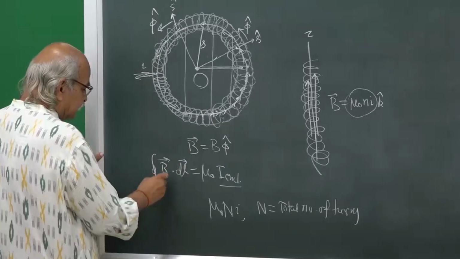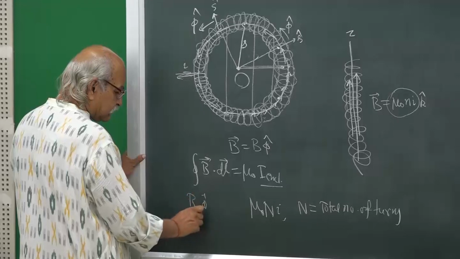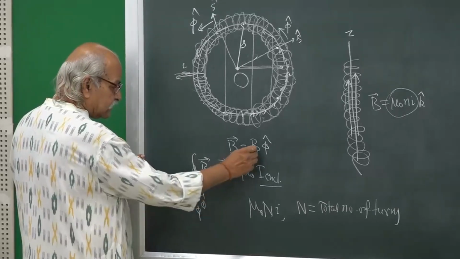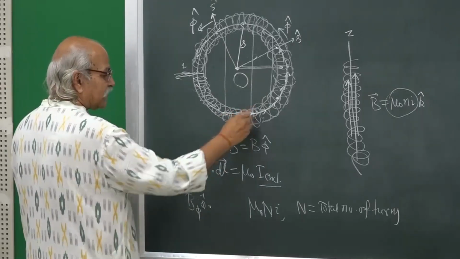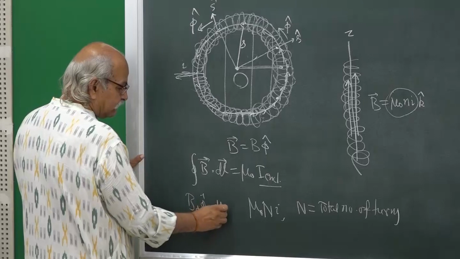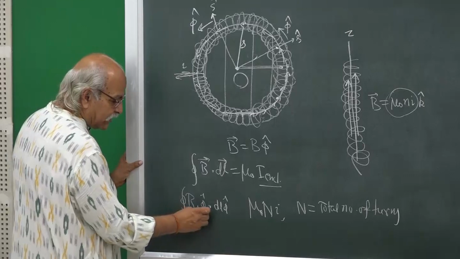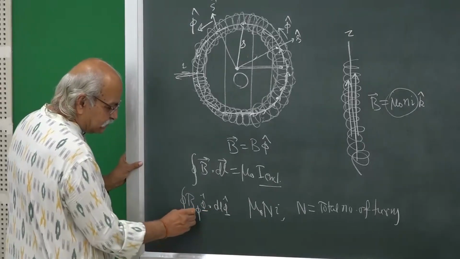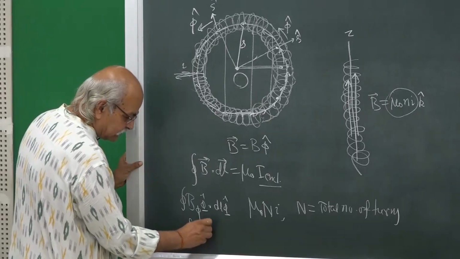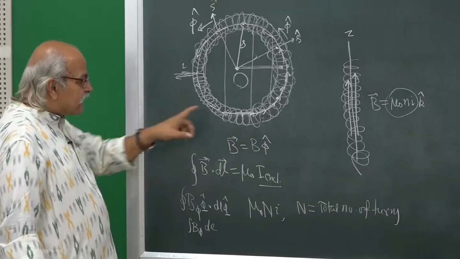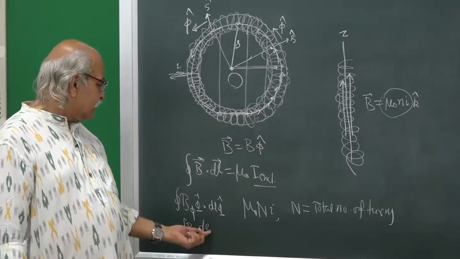And this side is simple, this B is B phi cap, and this dl vector is also phi cap direction. So, it is B phi cap dot dl phi cap, and then the integration, phi cap dot phi cap is 1. So, it is B phi into dl. Now, at a given S, here you are integrating over that dl.